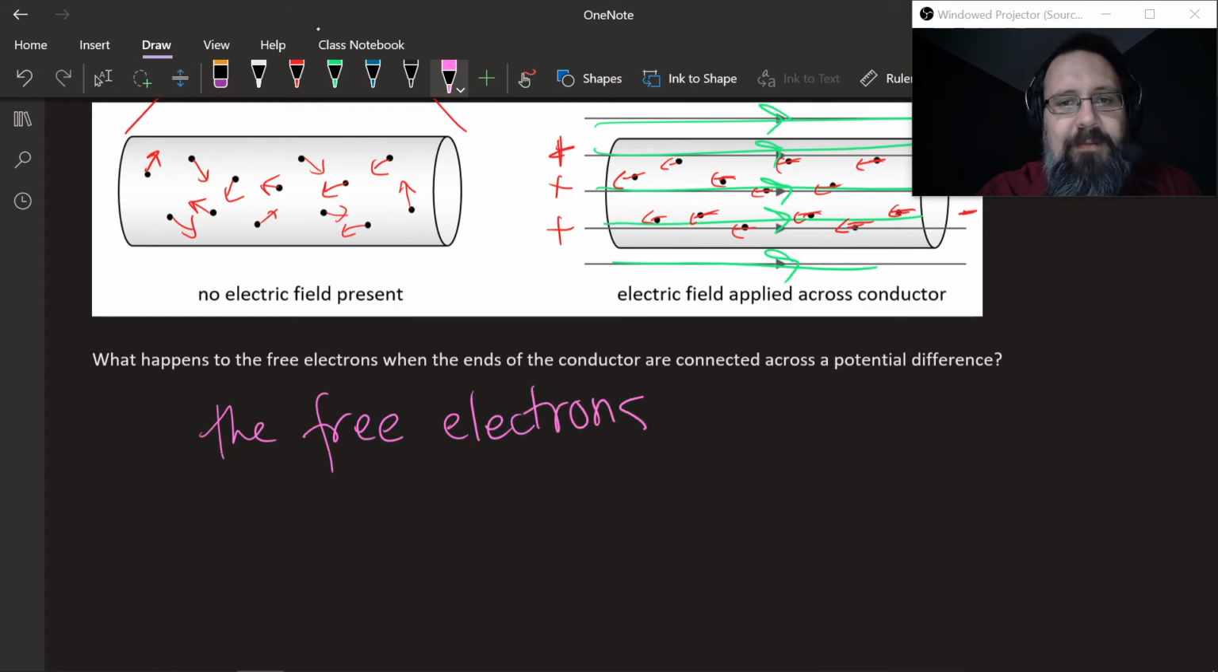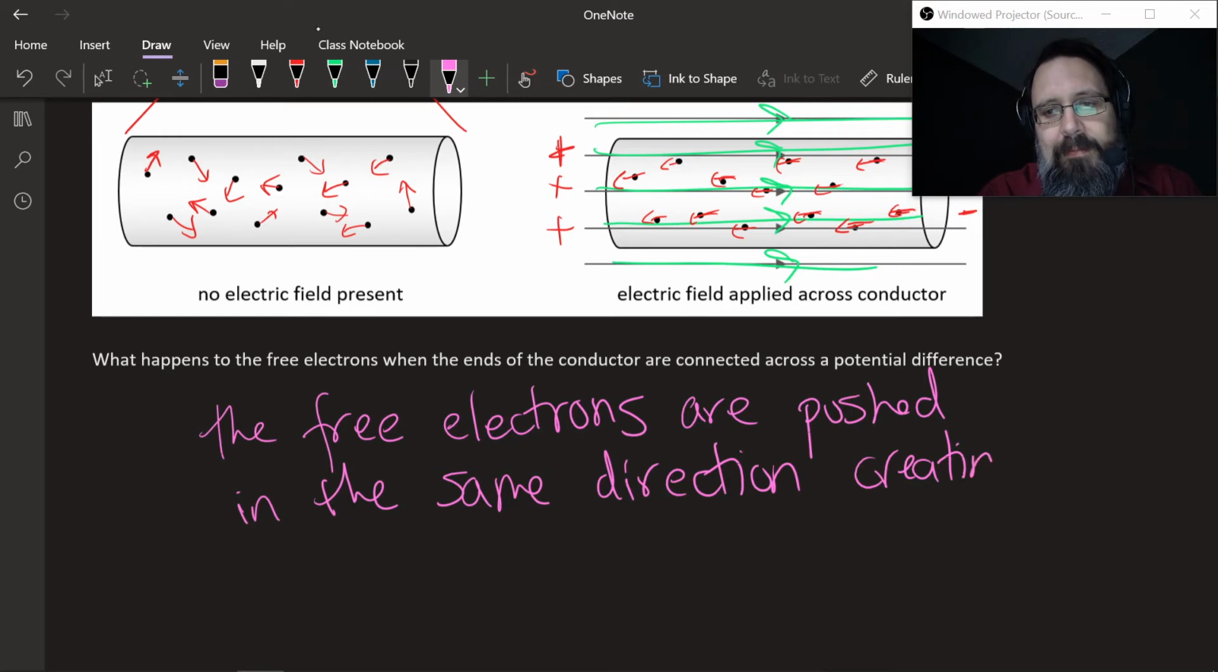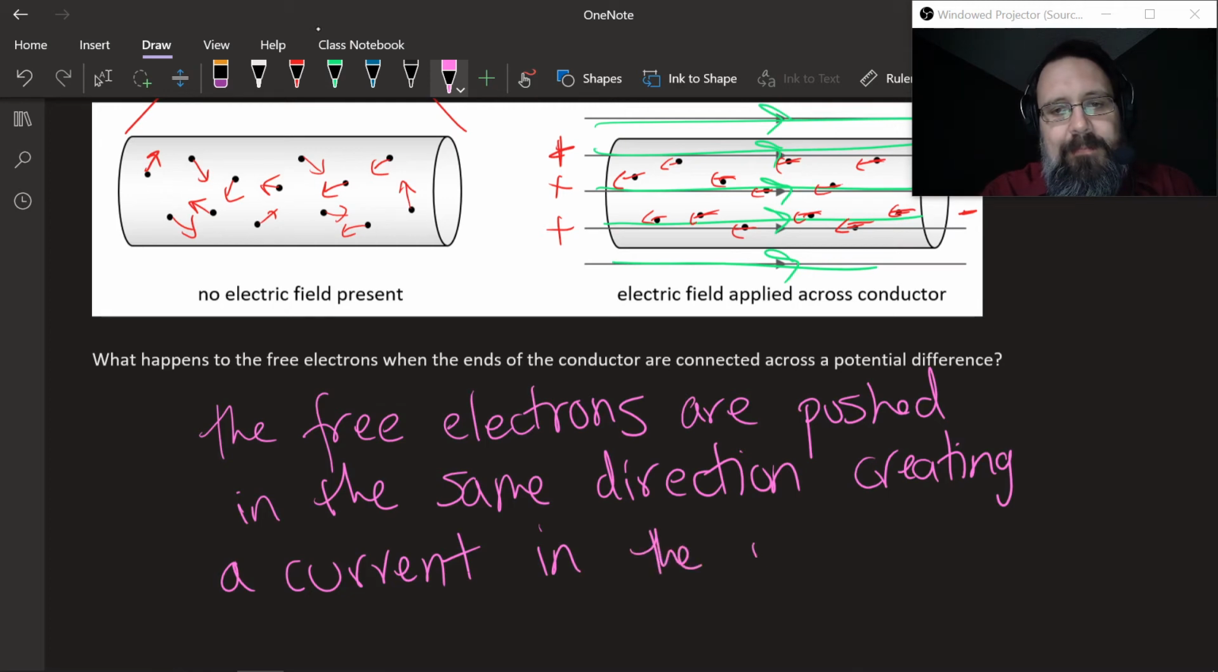Okay, we're good. So the free electrons are pushed in the same direction, creating a current in the wire. So that's how batteries are able to drive electricity, or to push and drive electrons through a wire.